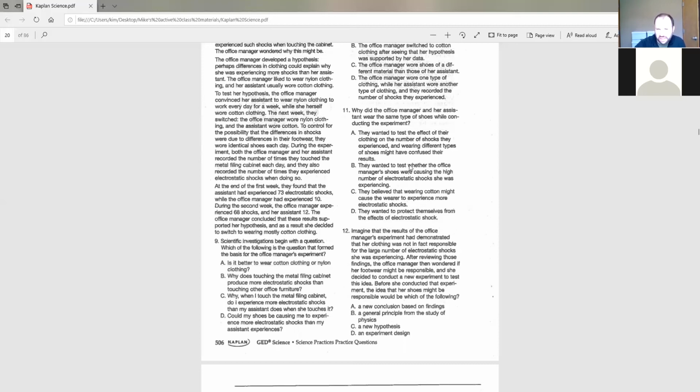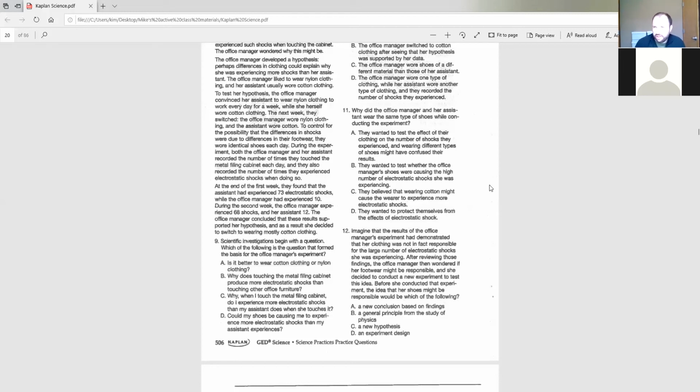B, they wanted to test whether the office manager's shoes were causing the high number of electrostatic shocks she was experiencing. We know that's not right. The shoes weren't the dependent variable. They were not what was being tested. Right, let me back up. I meant independent. Right? The dependent variable here is electromagnetic shock or electrostatic.